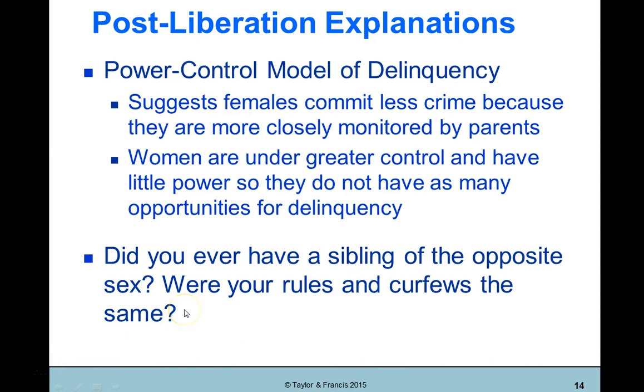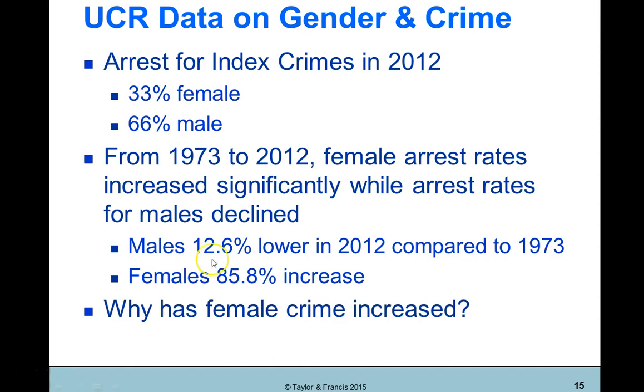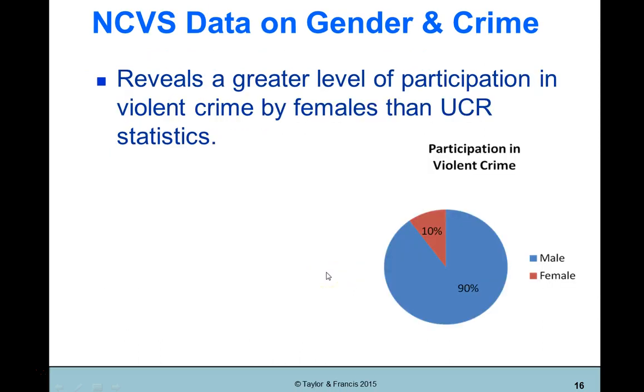Before the liberation, the explanations that we use revert back to the power and control model of delinquency that suggests that females commit less crime because they were more closely monitored by parents. They had a different geographic and a different role in the community. They were more under control from the parents and even the male siblings in the home. And again, if you look at the UCR, you see that female crime has increased, whereas male crime has actually gone down. I want you to think about, why do you think this is?